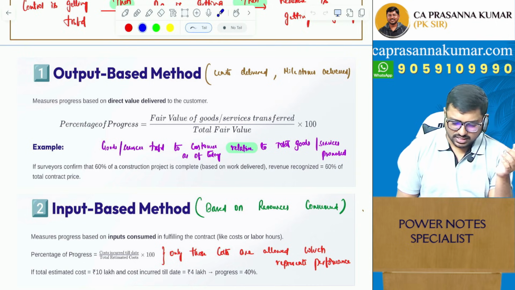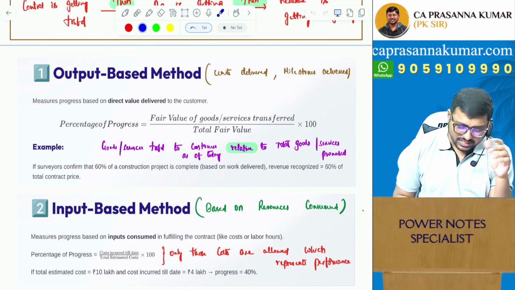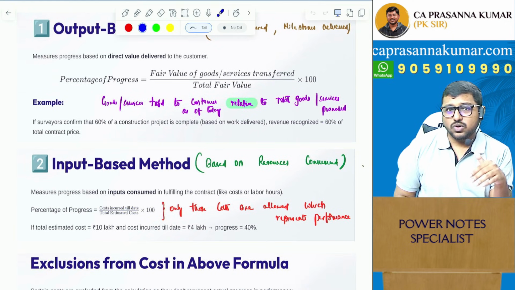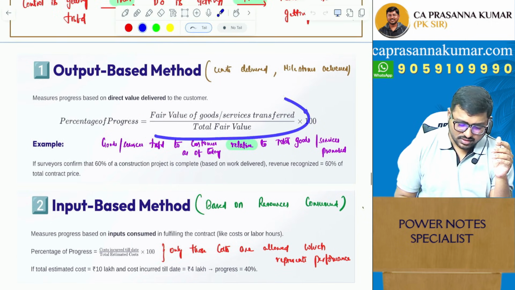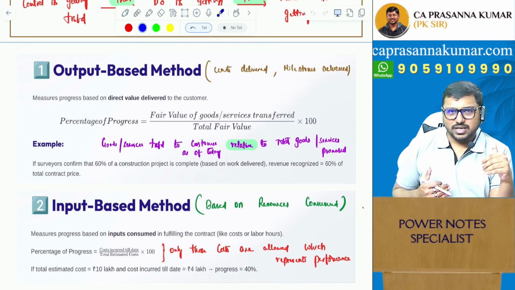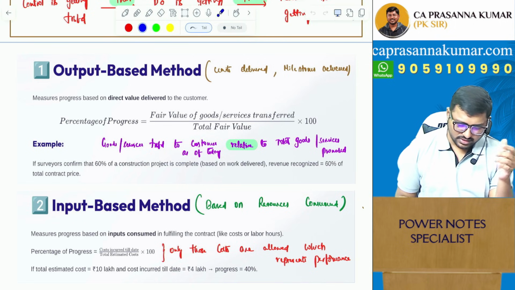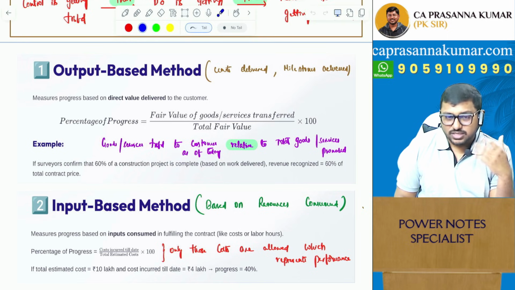That is nothing but market value into 100. So in a way, this is cost incurred till date divided by total cost that I'm expecting to incur into 100. Here, revenue that you have earned till date divided by total revenue you are expected to earn. In a way, it is like that, right? Please try to understand. I don't know whether you are able to understand my sentence over here.